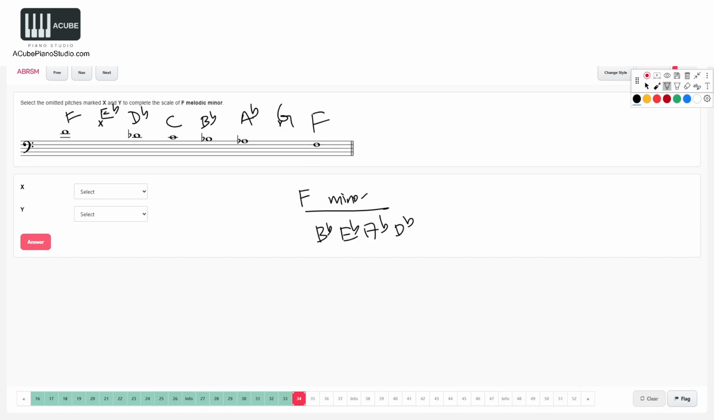then F. So here X should be E flat, while Y should be just G. So this would be the answer, E flat and G.